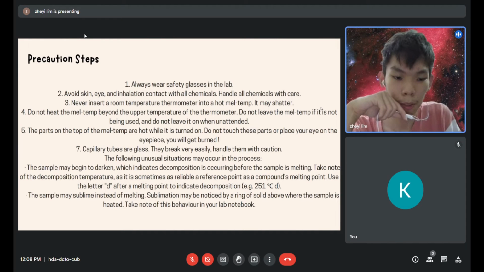The sample may sublime instead of melting. Sublimation may be noticed by a ring of solid above the sample when it is heated. Take note of this behavior in your lab notebook.